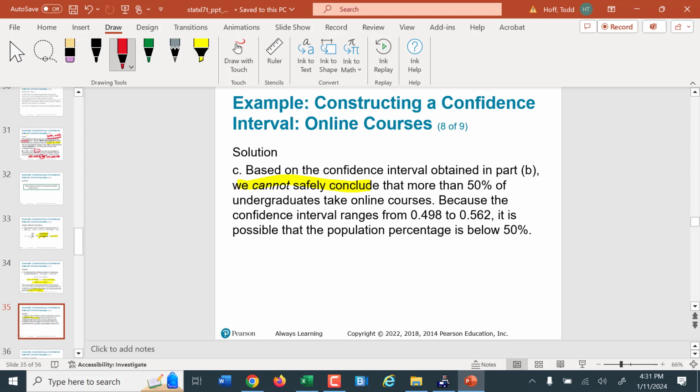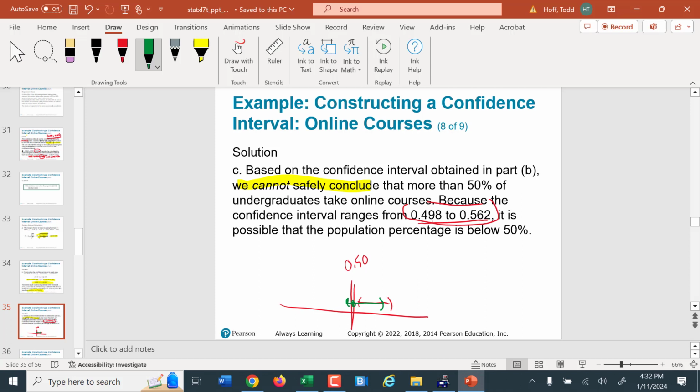And the reason is because this interval here, so what we're saying is on the continuum, if this is 50% or 0.50, are we confident that the real proportion is somewhere up here above that? And we're not, because this interval dips down below 50% or 0.5. The interval that we created here starts below 0.5 and goes up. So since 50% is in that interval we created, it's very possible that the true population proportion is 50% or even slightly smaller.